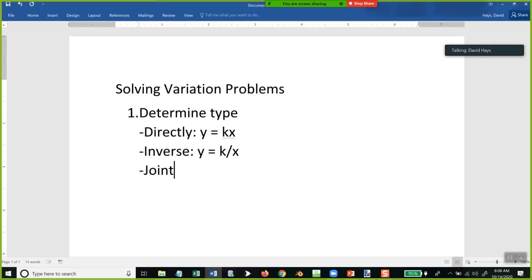There's joint variation, and it'll actually say the word joint. So this varies jointly with this and this. And I put x and z there, but you can have multiple items. And then a combo, which is a mix of the above.